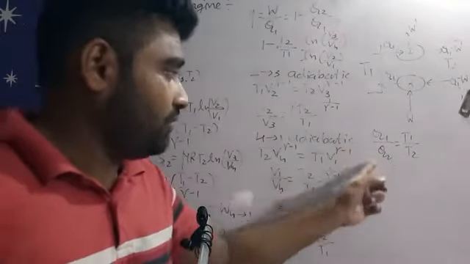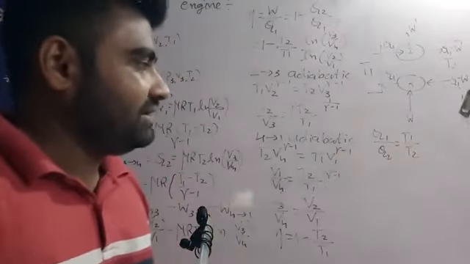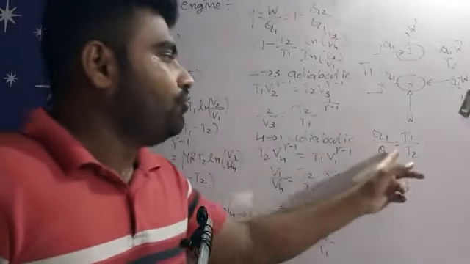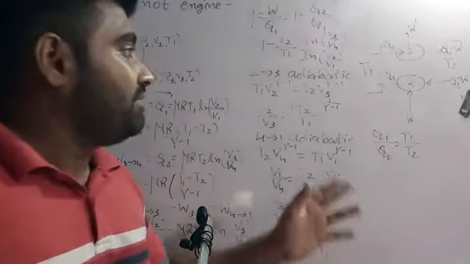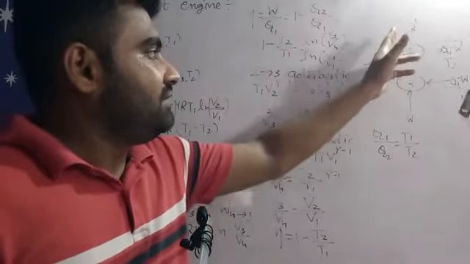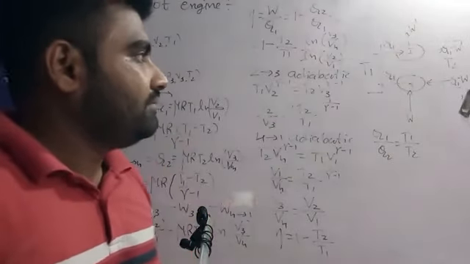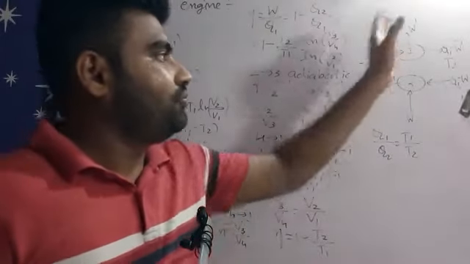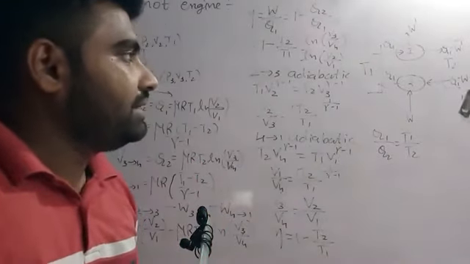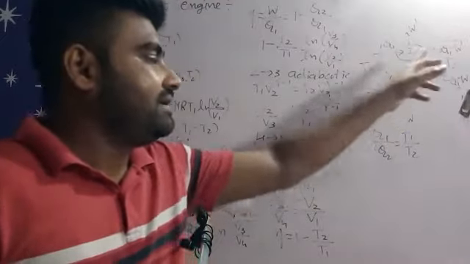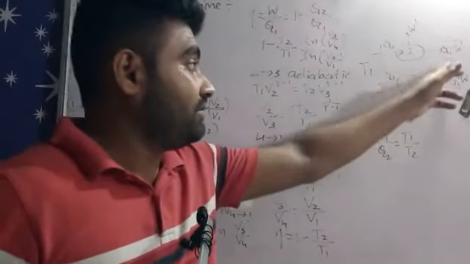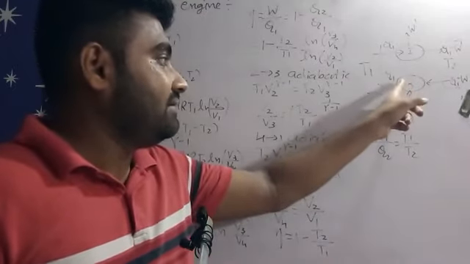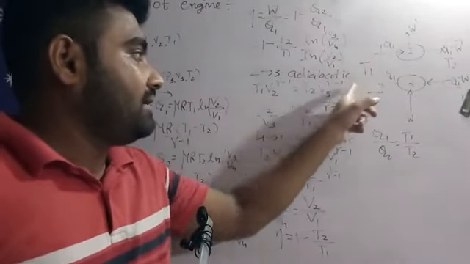So that's why Q1 upon Q2 is equal to T1 upon T2. The heat ratio is equal to the temperature ratio, because whenever we give heat to the system, that heat is transferred to the cold reservoir, right? So we get lesser heat here, and from that cold reservoir heat is again absorbed by the system, and then this heat is transferred again to the hot reservoir, right?